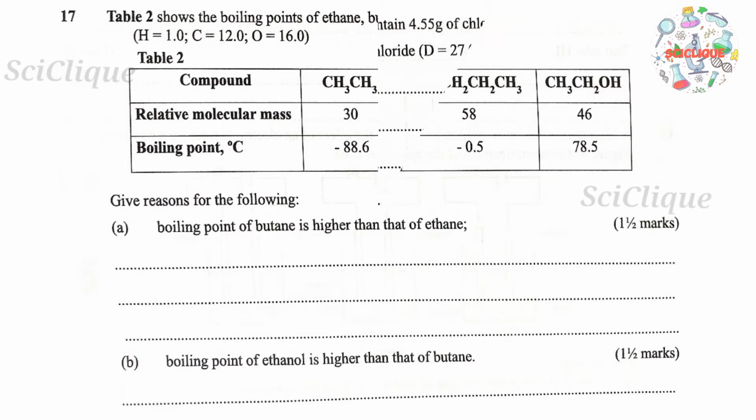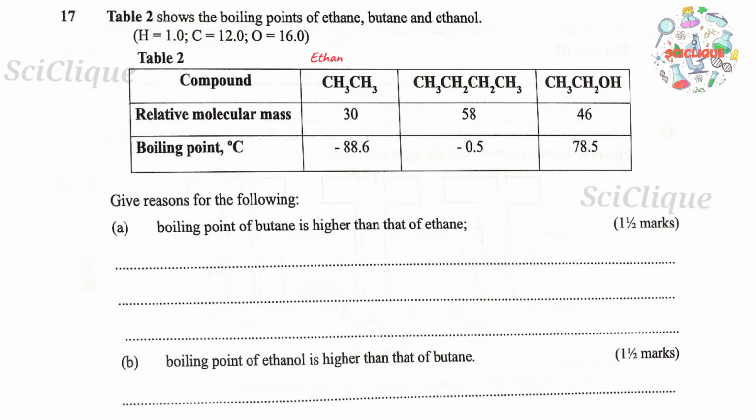Question 17. Table 2 shows the boiling point of ethane, butane, and ethanol. So we have the 3 compounds with their RMMs and boiling points. So let us look at the first one, that is ethane, C2H6. So it has the relative molecular mass of 30 and a boiling point of negative 88.6. The next one is butane, C4H10, relative molecular mass of 58. The boiling point increases to negative 0.5. So between ethane and butane, butane has a higher boiling point and of course a higher RMM.